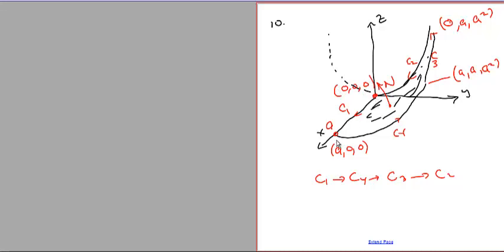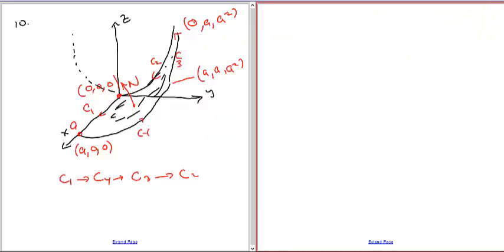So it goes from (0, 0, 0) to (a, 0, 0). Then it goes up here, because it's a constant value of x. The y value is increased by a, and z is a squared. Then it goes back to x equals 0, but the y and the z values remain constant. And then it goes back down to the origin.